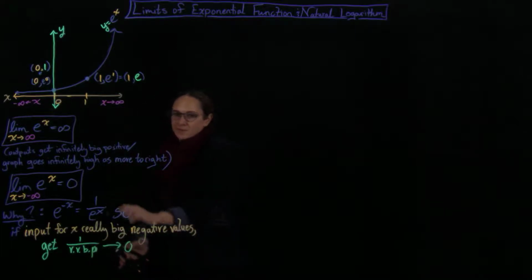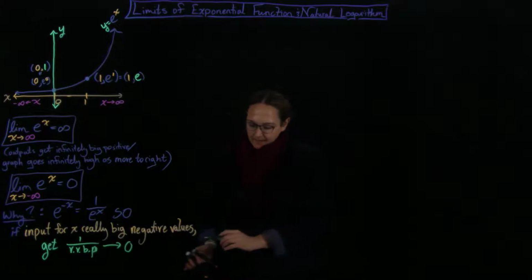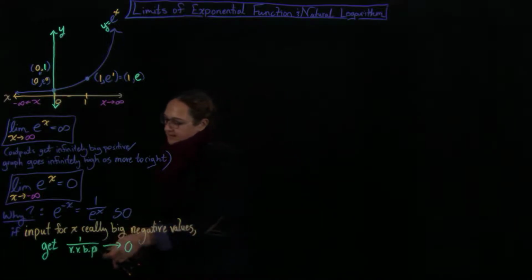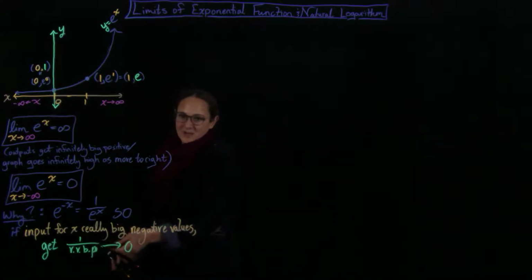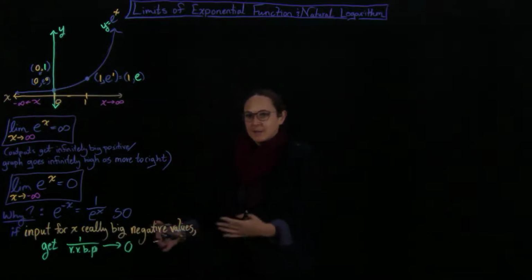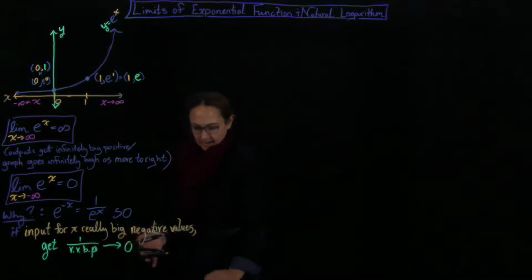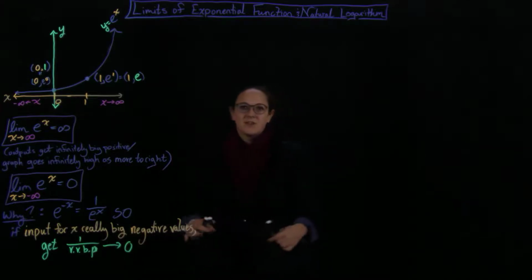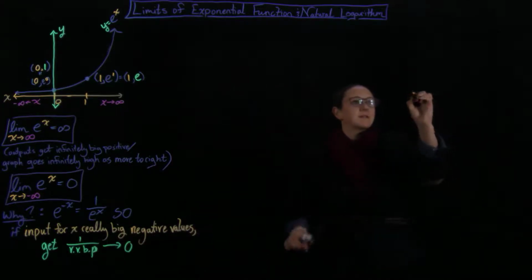Because this is always positive, right? So I'm going to get 1 over something very, very big. It doesn't matter whether it's positive or negative, because that always goes to 0. And that's what's happening with that one. So now let's look at the natural logarithm. So we'll go over here for that.